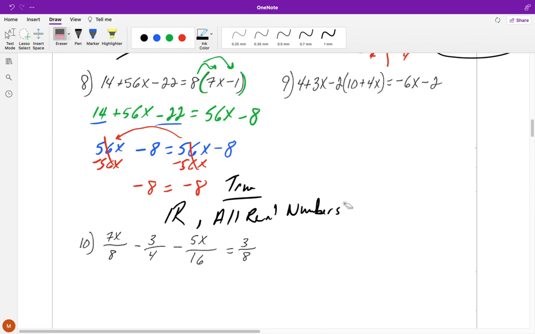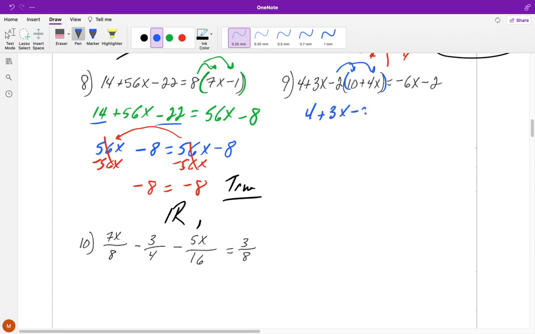All right, I'm going to just erase this though as we move on to number 9, so that way I have space for that. All right, so for number 9, once again, I see parentheses, so I know I'm going to have to distribute. So I'll distribute that in. So 4 plus 3x minus 20, because negative 2 times 10, minus 8x, which is negative 2 times 4x, is equal to negative 6x minus 2.